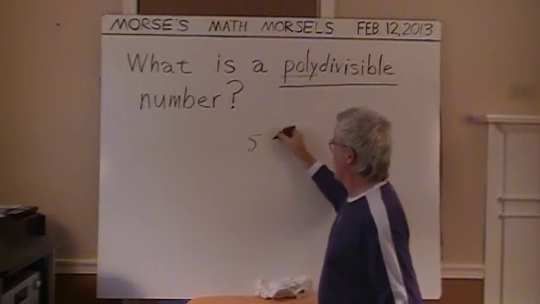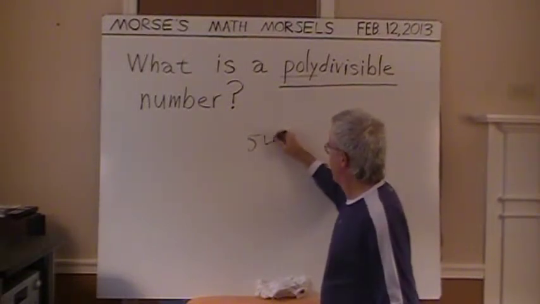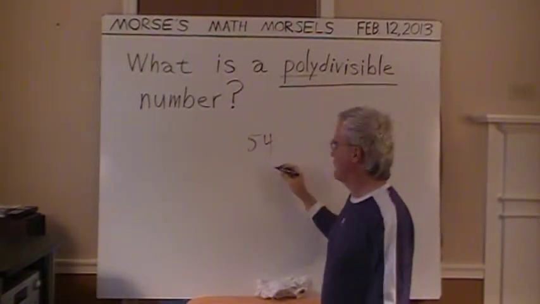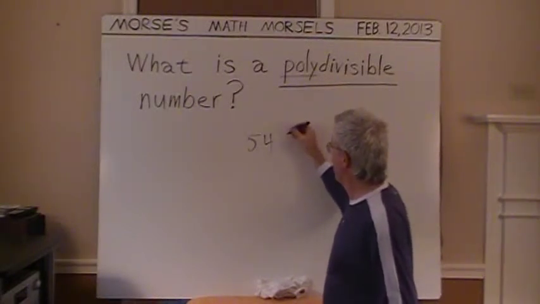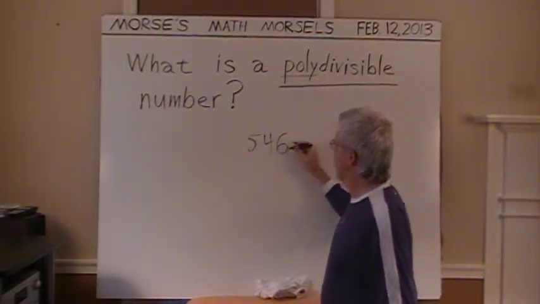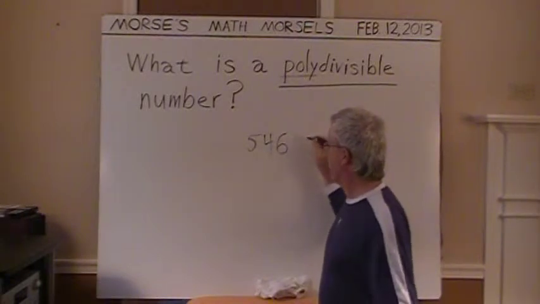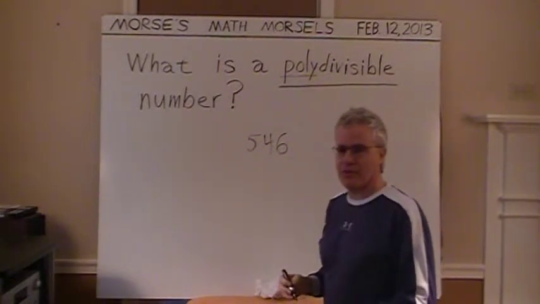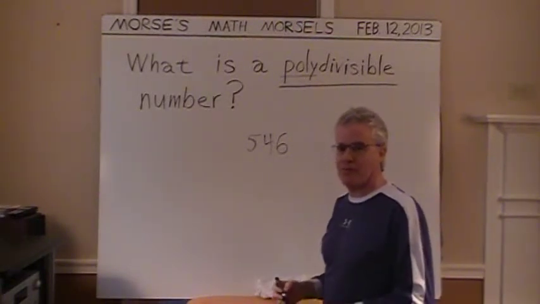5 is polydivisible by itself. 54, so far so good, divisible by 2, divisible by 3, well, we can put in a 6. Add the digits, 5 plus 4 plus 6 is 15, and 15 is a multiple of 3, so the whole number is a multiple of 3.